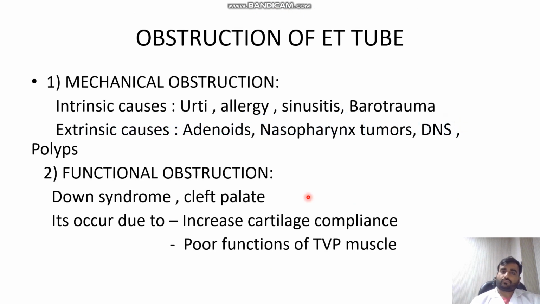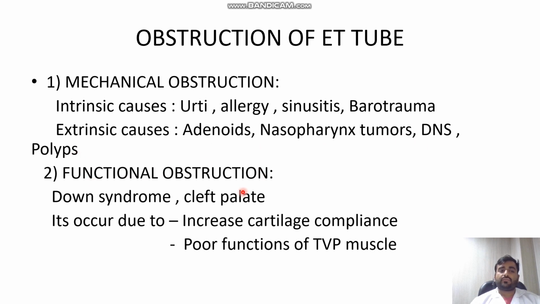Now we are discussing disorders of the eustachian tube. There is obstruction of the eustachian tube, with two main causes: mechanical obstruction or functional obstruction. Mechanical obstruction is due to any anatomical abnormality or infection. There are intrinsic causes: upper respiratory tract infection, allergy, sinusitis, and barotrauma. Extrinsic causes are adenoid hypertrophy, nasopharyngeal tumor or mass, deviated nasal septum, and nasal polyps.